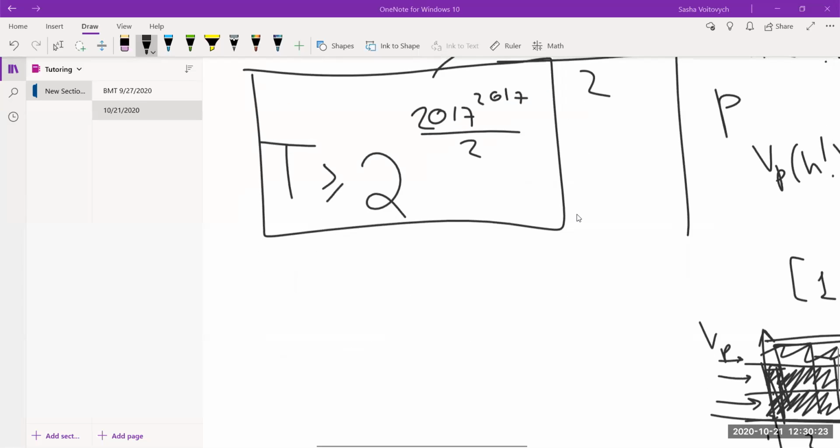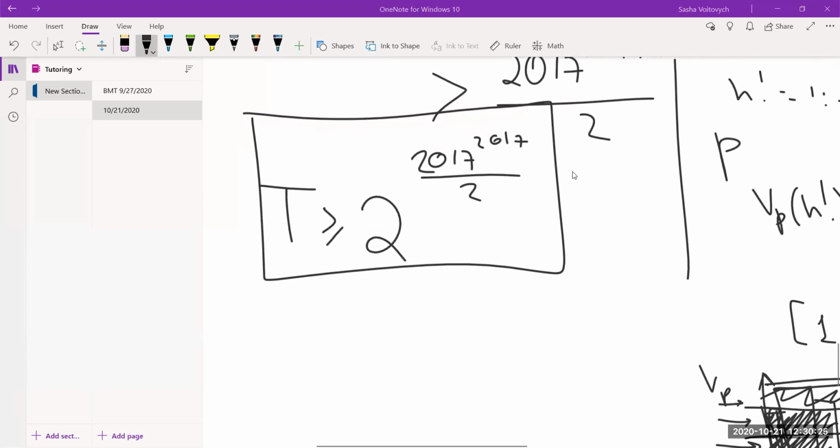Okay, so we have this bound on t. So t is the least period of f such that f of t of 0 is equal to 0.